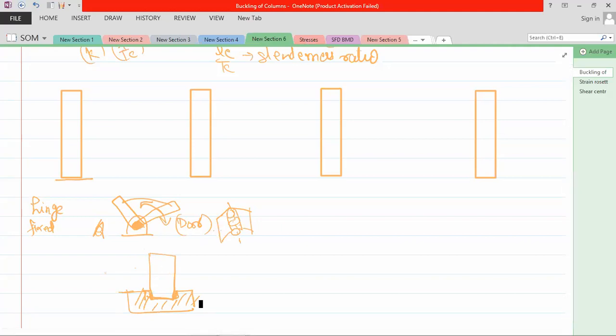So if you hold that tightly, it will create a bending. If you change the configuration, suppose I'm changing the configuration like this, it will resist. This part of the body is resisting. That is called a fixed support. So just a few ideas: what is fixed support and what is hinge support.